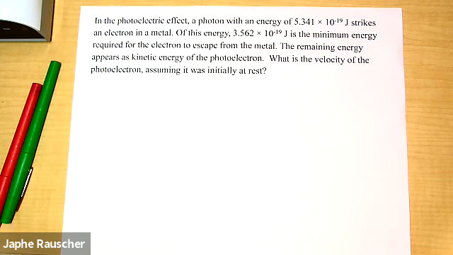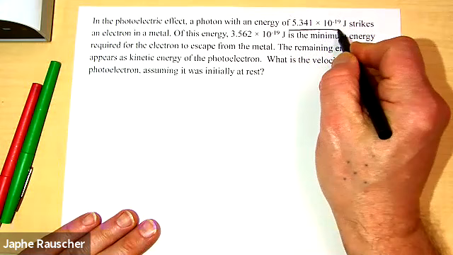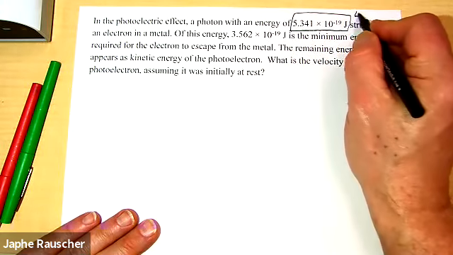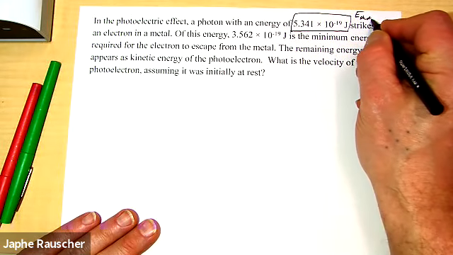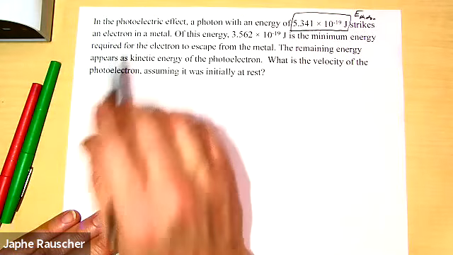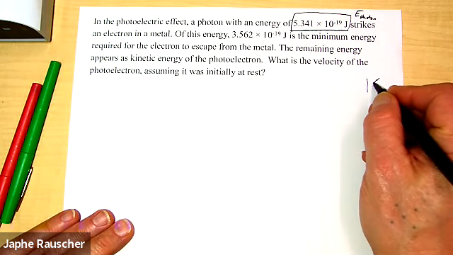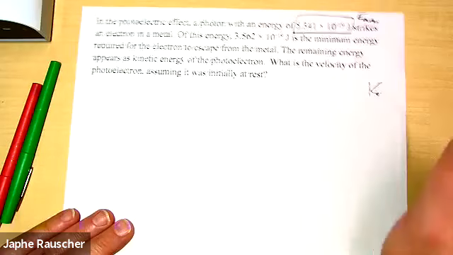Okay, in the photoelectric effect, a photon with an energy of 5.341 times 10 to the negative 19 joules. This is going to be my energy of a photon. It strikes an electron in a piece of metal. So basically we have this piece of metal, the photon hits it, and an electron bounces off.